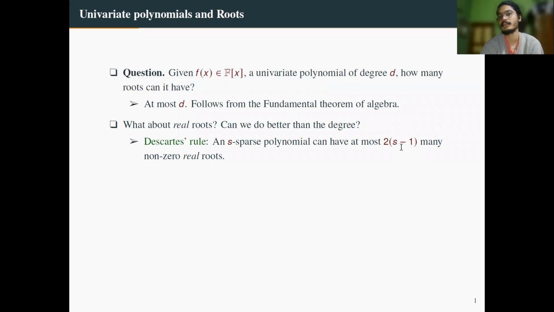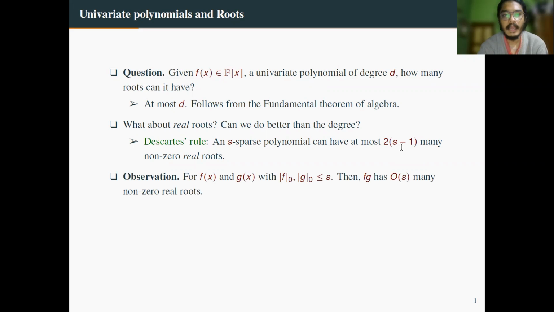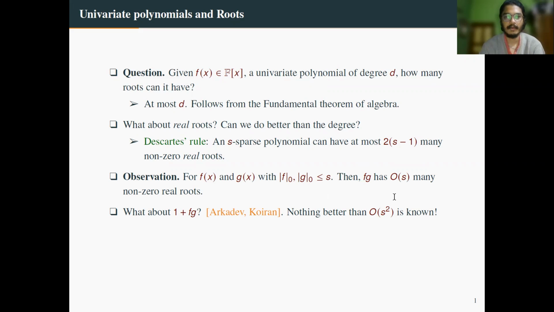Using Descartes' rule, you can show that an S-sparse polynomial, meaning a polynomial with S many monomials, can have at most order S many real roots. And the observation is that if you have two polynomials f and g, where both f and g have S many monomials, then f times g has order S many non-zero real roots, which is not hard to show. The question is, what about 1 plus fg? You just add 1 to the product f times g, and it was raised by Arkadev and Koiran independently. Unfortunately, nothing better than order S squared is known.